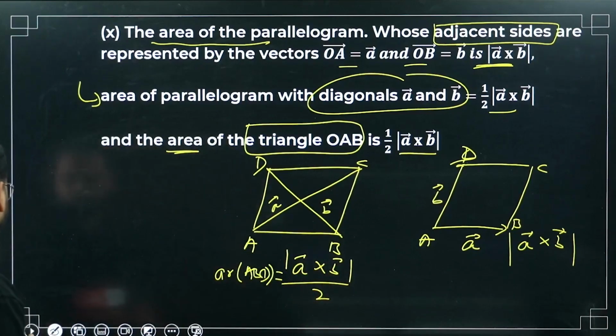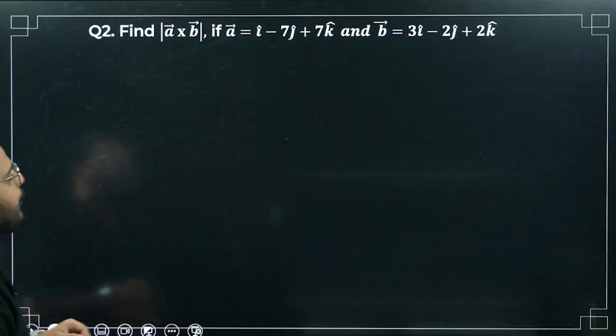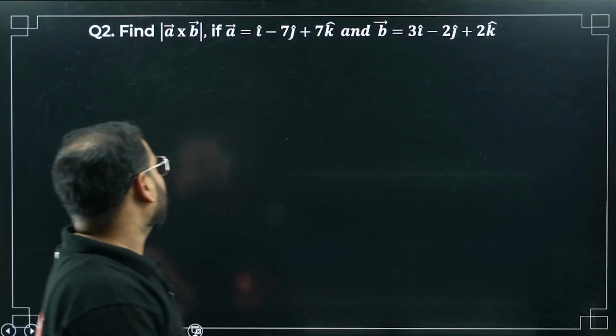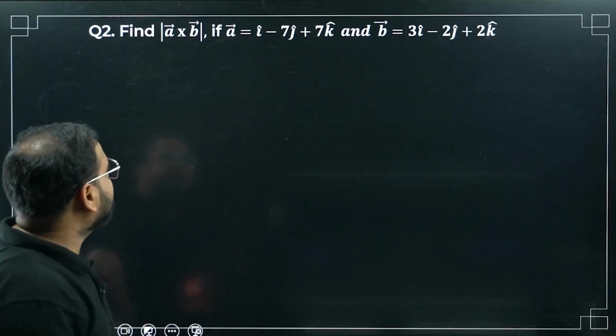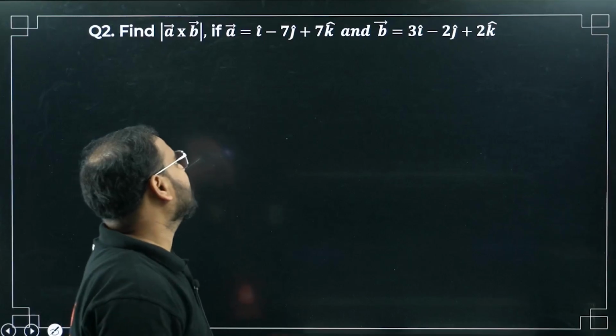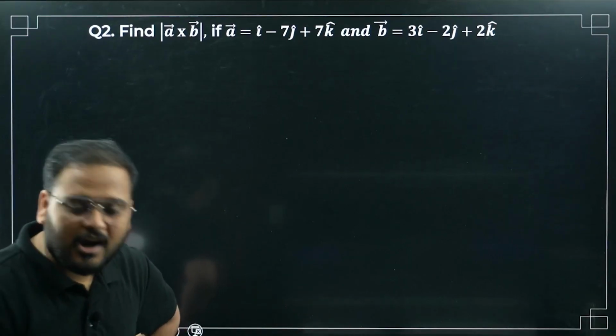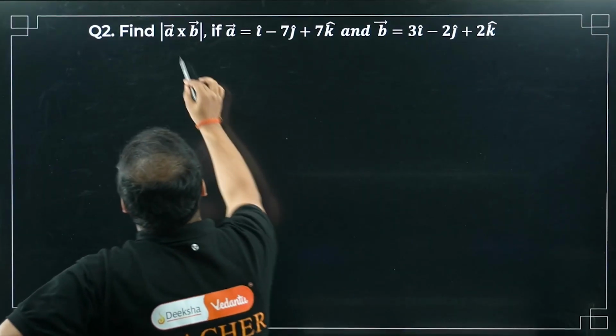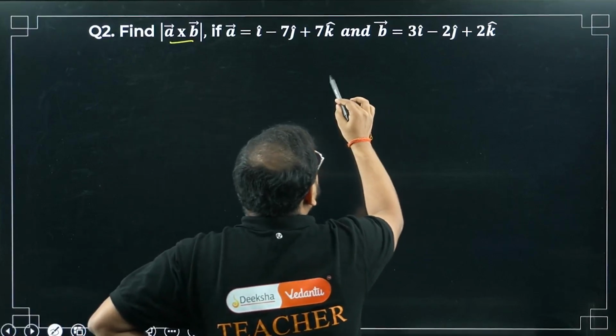Moving on to the question side of the day. Question number 2. Find the magnitude of the vector A cross B if A is given like this and B is given like this. How do you find the magnitude? Before that I have to find what? A cross B. How do we find A cross B, sir?